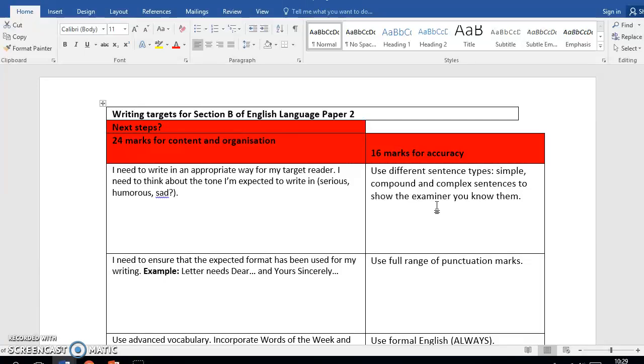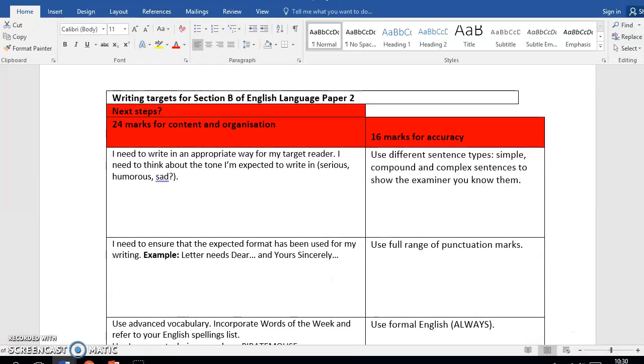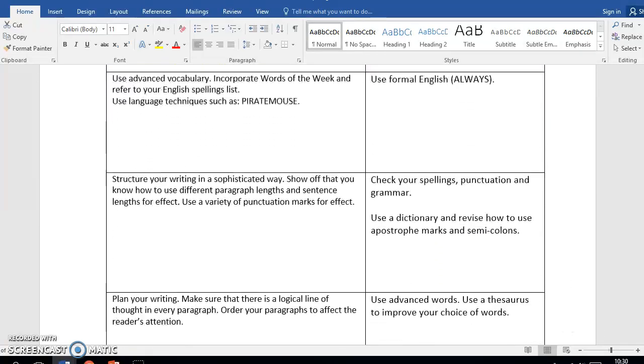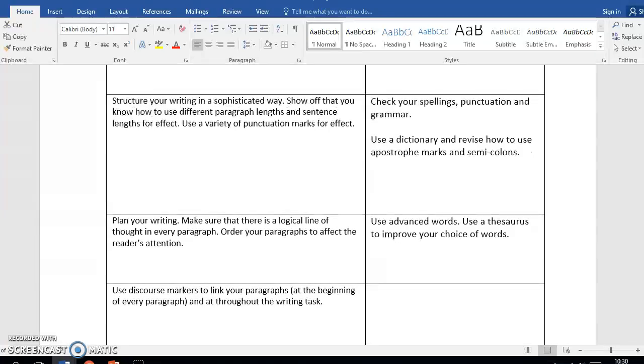If you're just talking on and on and on with lots and lots of lists, people are going to fall asleep. Make sure that there's a variety of writing styles and paragraph lengths and sentence lengths and punctuation marks. Use formal English always, because for some reason some people think that, oh, it tells me to write for children, or it tells me to write for students, so I can use slang in it, miss.